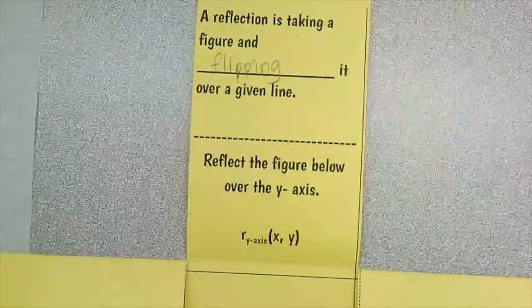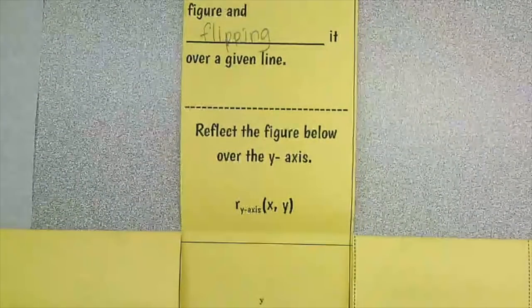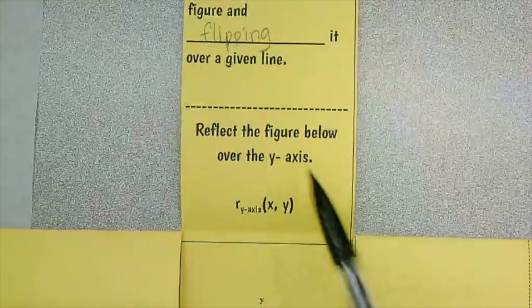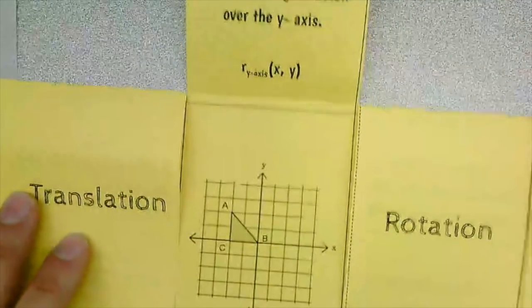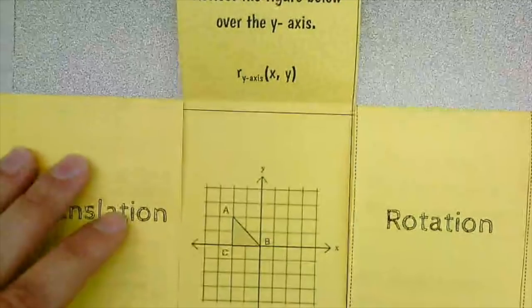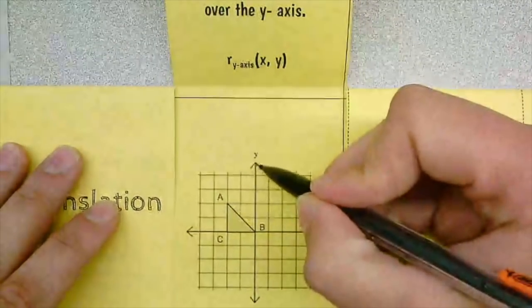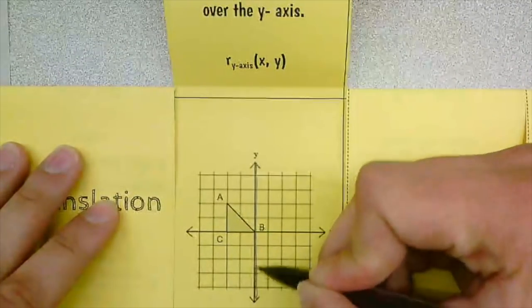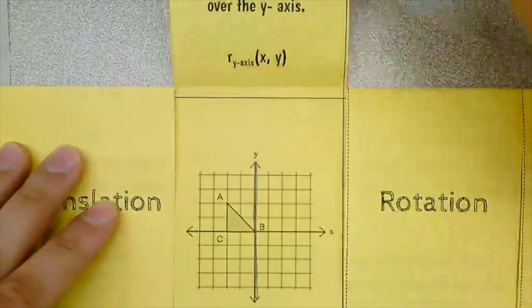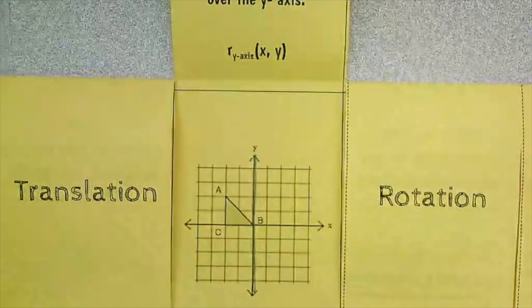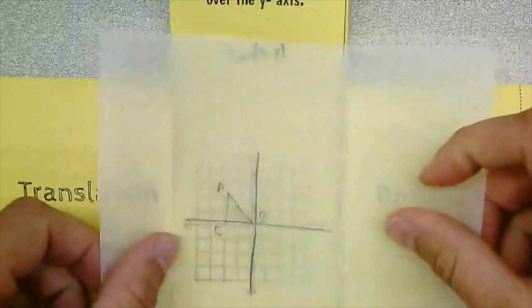I'm going to flip it over a given line. Okay, down here we're supposed to reflect the figure below over the y-axis. So a good thing to do first would probably be to identify our y-axis. Well, right here, this is our y-axis. And so we need to flip it, or we're thinking about taking a mirror and mirroring it, reflecting it over that axis. So here's a visual again.